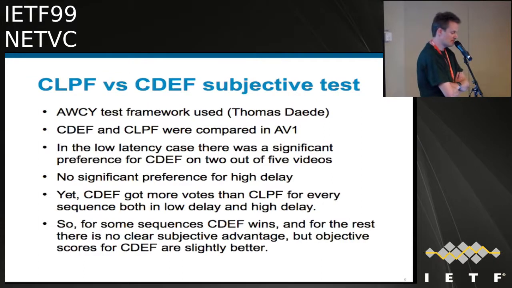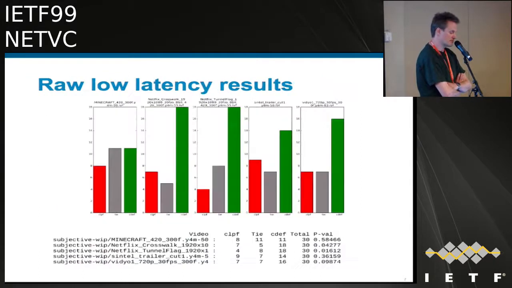So these are the results. Red is the vote count for CLPF, gray are the tie counts, and CDEF is the green bar. And in all cases, there are more votes for CDEF. And in two cases, the difference is significant. And this is for low latency.